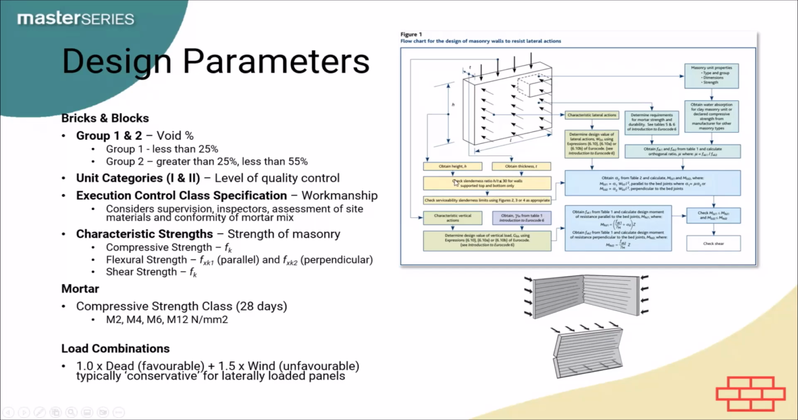Groups refer to the void percentage. In the UK codes, only groups 1 and 2 have values provided, as 3 and 4 traditionally have not been used in the UK. Masonry units are manufactured in one of two categories, called 1 and 2 appropriately, depending on the level of quality control exercised during their manufacture, which contributes to the design by means of partial factors.